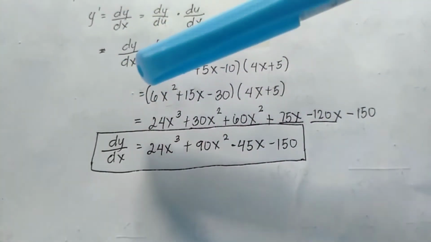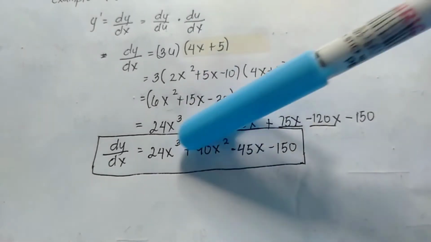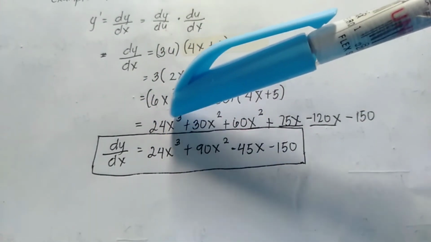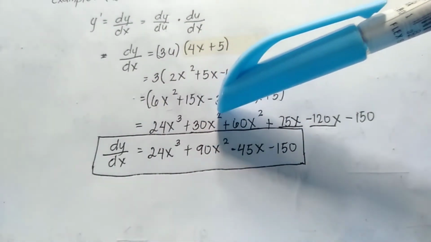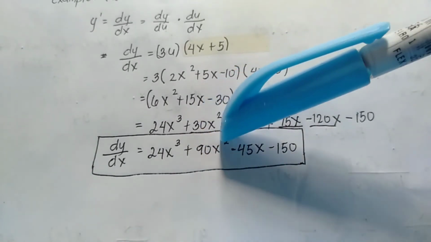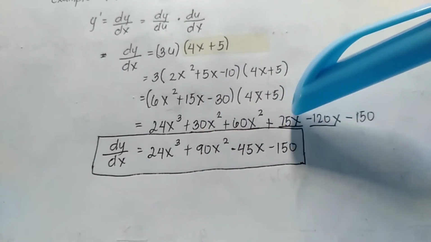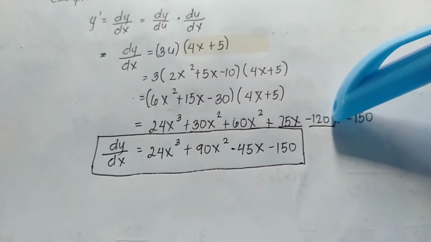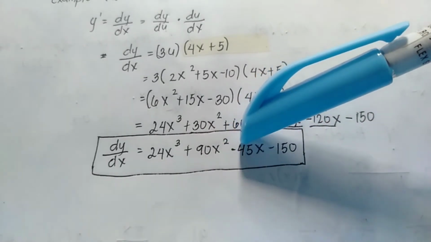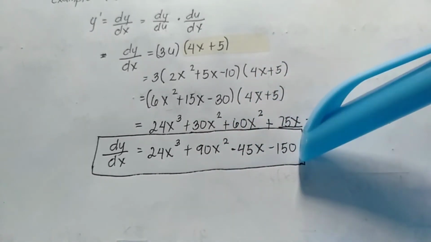Then simplify. Combine the like terms. So, 24x cubed, then 30x squared plus 60x squared is 90x squared. Then 75x minus 120x is negative 45x, minus 150.